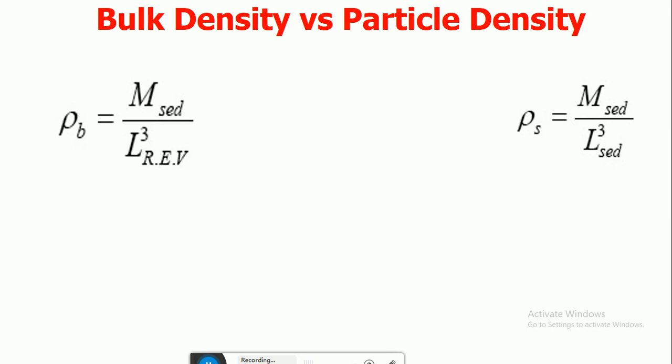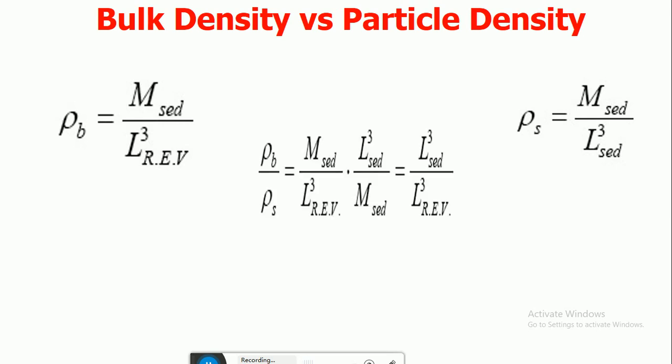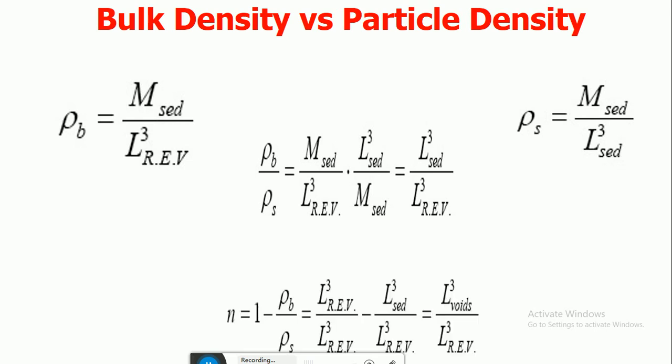Now, looking at the combination of the particle density and bulk density, it is divided by the bulk density to the particle density. Then the mass of the sediment cancels out, and the volume of sediment and the REV, that is the representative elementary volume, is equal to the ratio of ρb and ρs subtracted from 1. This gives the porosity.